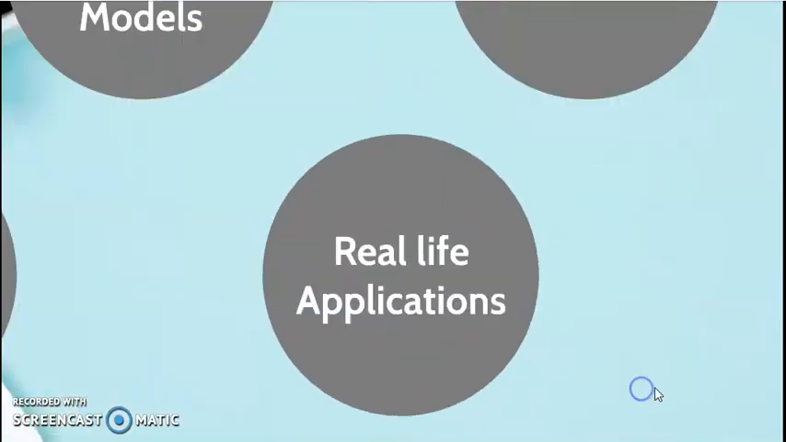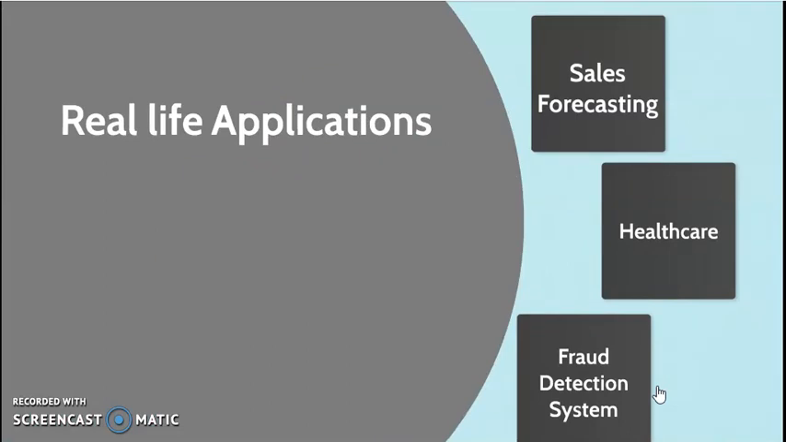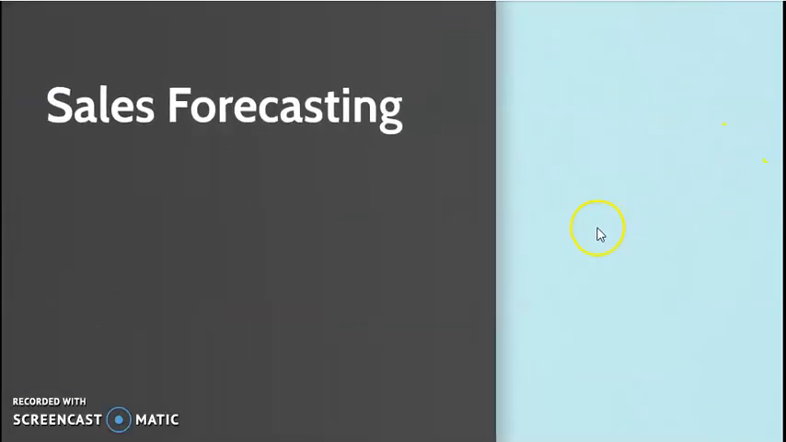Now, a quick look at some real life applications of predictive modeling. For now, we have picked up three different areas. One is sales forecasting, second is healthcare, and the third is fraud detection system. So, we come to sales forecasting. What is sales forecasting basically? Every manufacturing company, every retailer, every wholesaler, anyone who's into business would try to predict, would try to forecast the sales of his company for the next financial year.